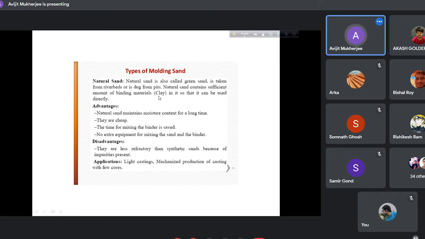But what are the disadvantages? Some desired properties may not be there, like they may not have the refractoriness property, or it is already mixed with various sorts of impurities which may reduce the surface finish. So natural sand may be used for very light casting, some fewer castings for ordinary use, not for engineering.